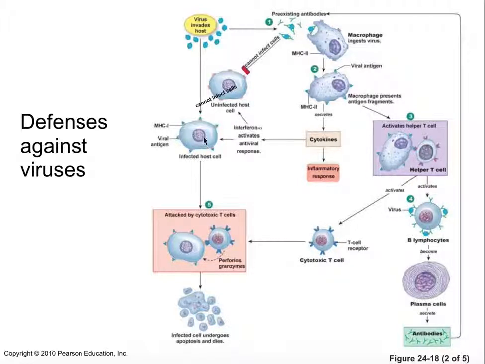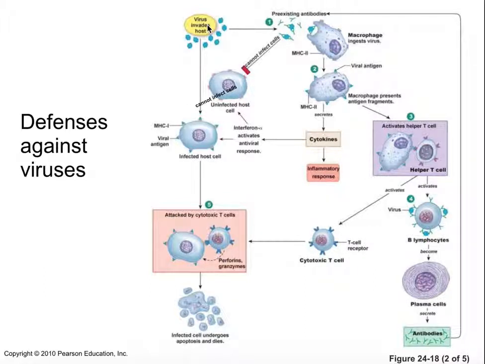Because if cytotoxic T cells did not come to destroy this cell, then the virus will use our cell's machinery to make more viruses. And we don't want that. So the only thing we can do is basically sacrifice the cell that got infected. And that's what this cell does. By presenting the antigen on its MHC1, cytotoxic T cells will come and destroy it. So unfortunately, this cell gets destroyed. But the good news is we don't release more viruses.